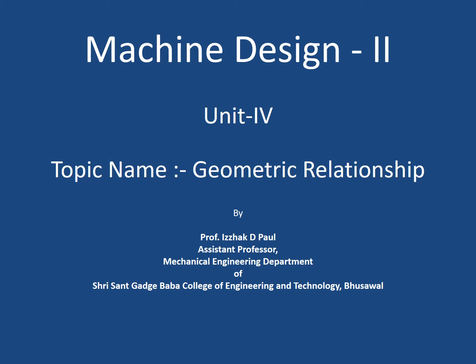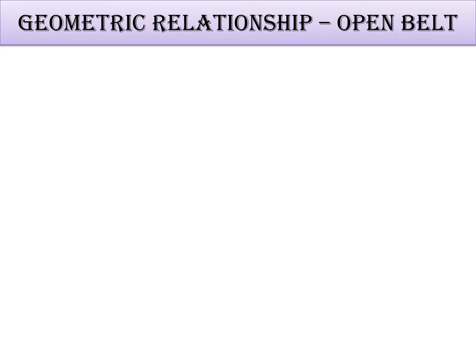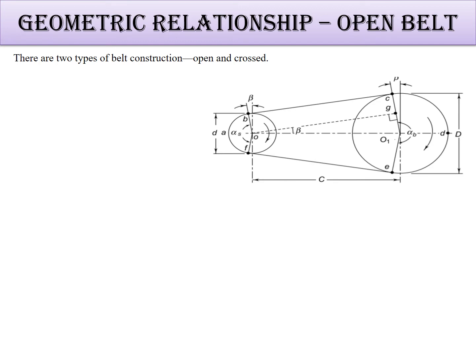Okay, now the new topic is the geometric relationship. In unit number 4, that is in flat and V-belt drive, we are going to see the geometric relationship, how to get the length of a belt. There are two types of construction, open and cross belt. This is an open construction. In cross belt, the belts are in crossed way.